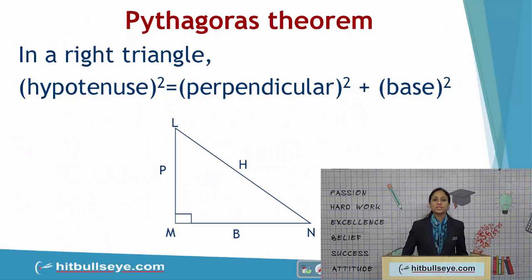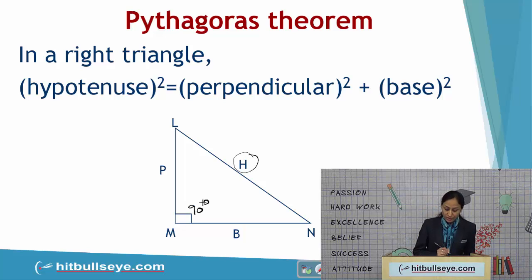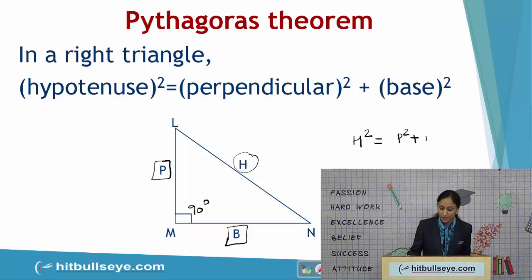Now a very important property related to right angled triangles is the Pythagoras theorem, which says that hypotenuse square is equal to perpendicular square plus base square. Now hypotenuse is this slant line LN, which we have represented as h here. Perpendicular and base are these two sides of the triangle that enclose the 90 degree angle. Therefore, this vertical line is the perpendicular, which we have represented as P here, and this horizontal side MN is the base, which we have represented as B here. So, the theorem says that h square is equal to P square plus B square.